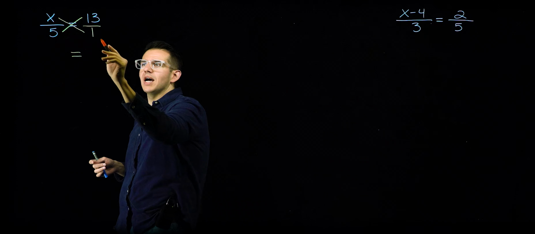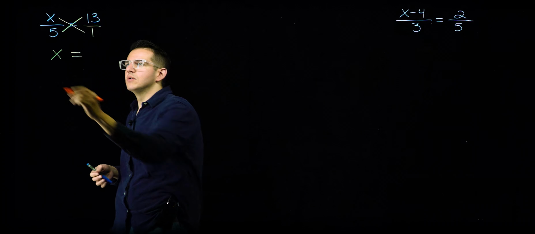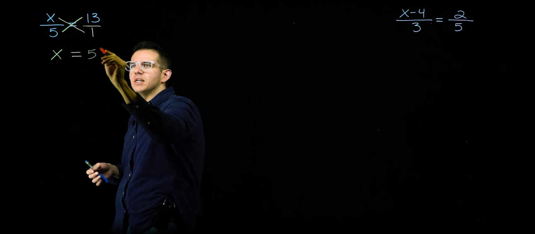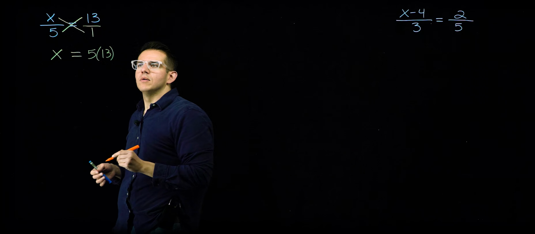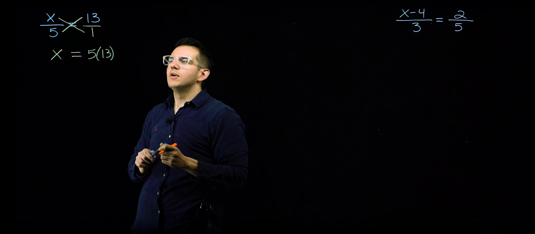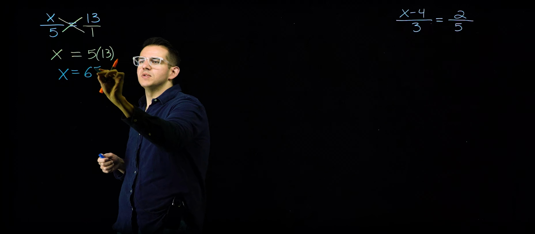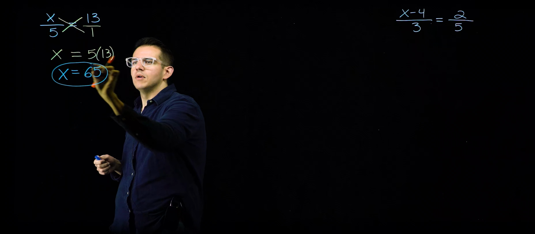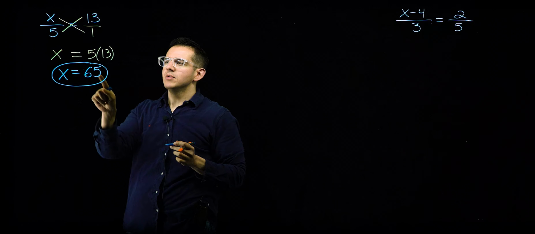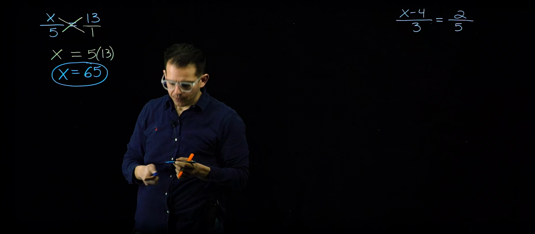So x times 1, or 1x, which is just x, is going to equal 5 times 13. So 1x, or x, is equal to 5 times 13, which gives us x is equal to 65. And we could do a quick check. If we plug that back into the original problem, 65 divided by 5 gives us 13.